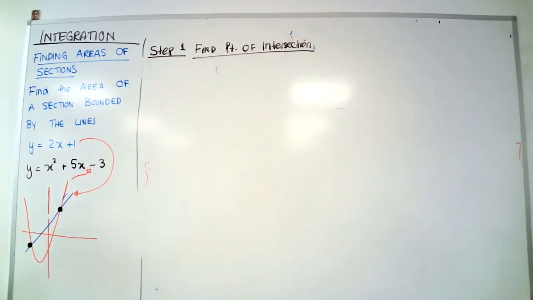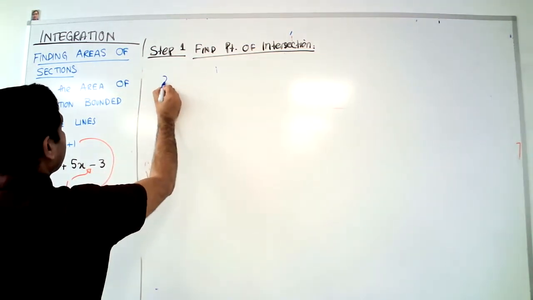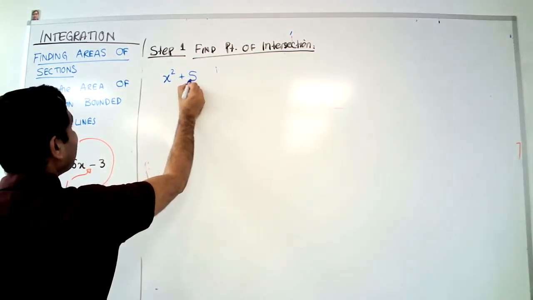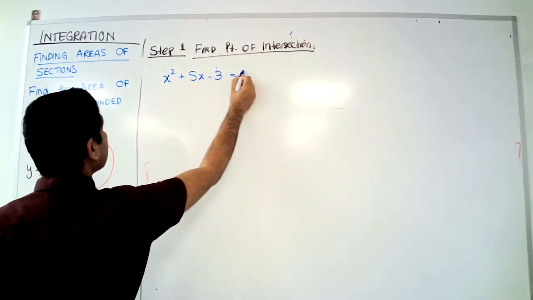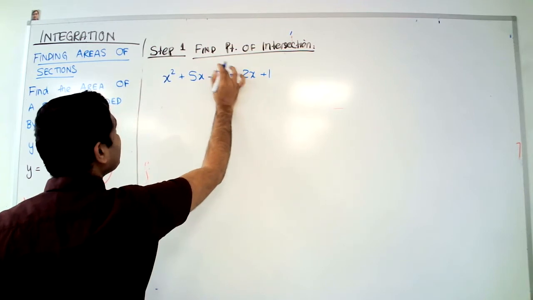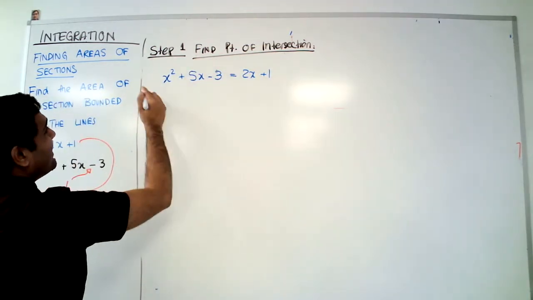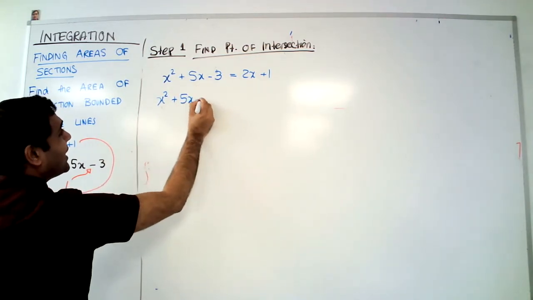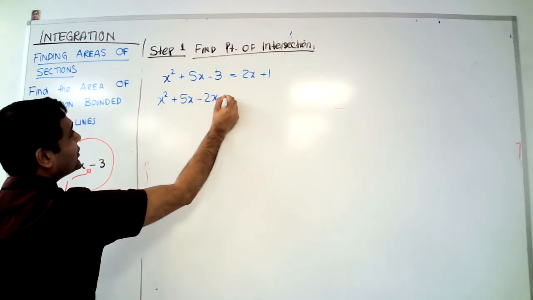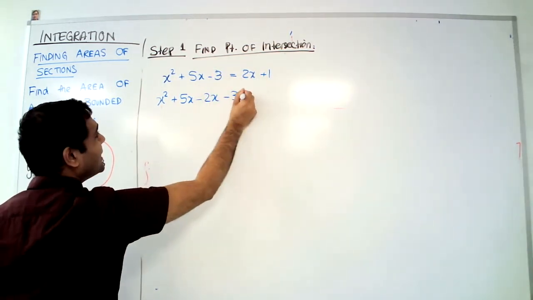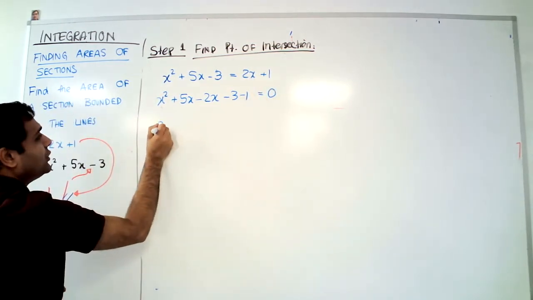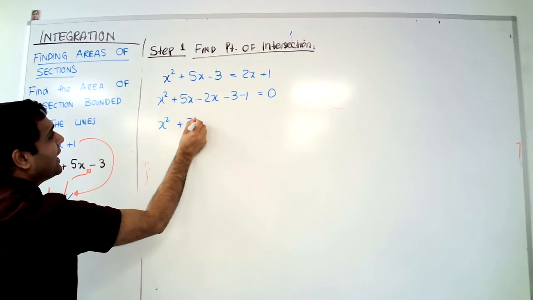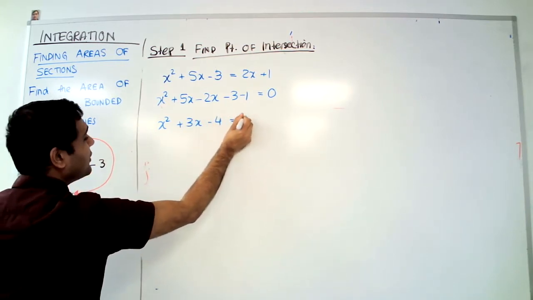To find the point of intersection, make these two equations equal to each other, because at these points the y's are equal anyway. So you can say x squared plus 5x minus 3 should be equal to 2x plus 1. Now, what you can do is move everything on one side. So x squared plus 5x, move this 2x on this side, when it comes, because a positive on this side becomes a negative 2x. Minus 3, this is plus 1, move on this side, minus 1 equals 0. So you will have x squared plus 3x minus 4 equals 0.